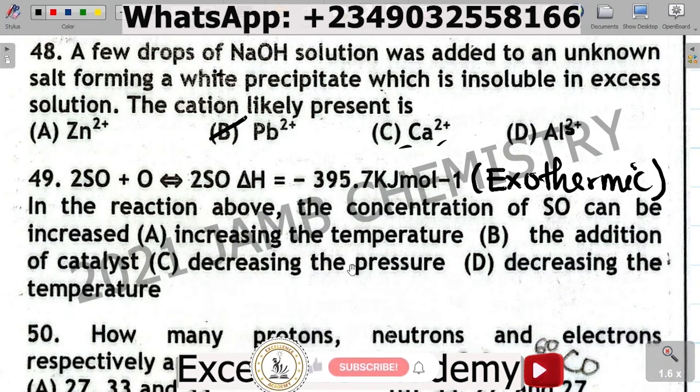So for this question here, the correct answer there is D. We have to decrease the temperature. All right. So you have to decrease the temperature. So decreasing the temperature here will allow the equilibrium position to shift to the product side. So that's the correct answer, D.